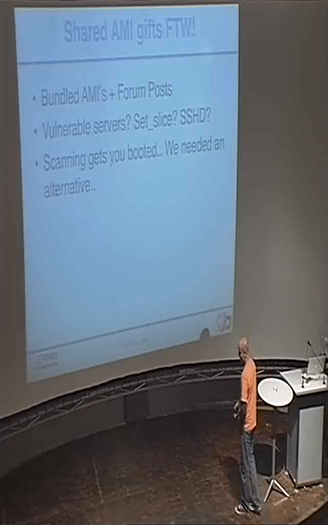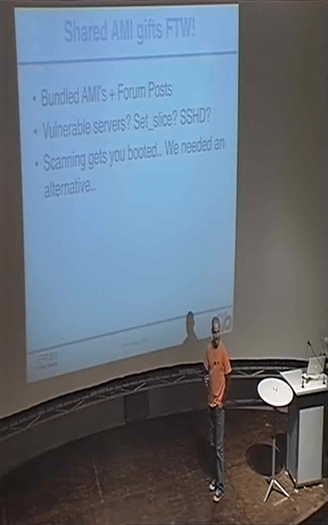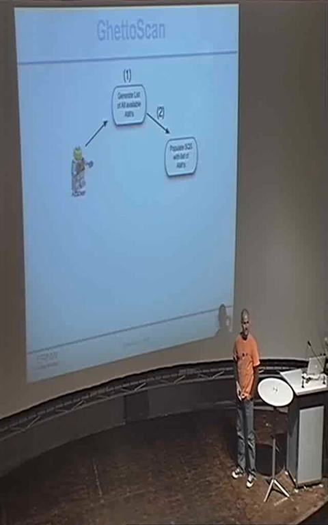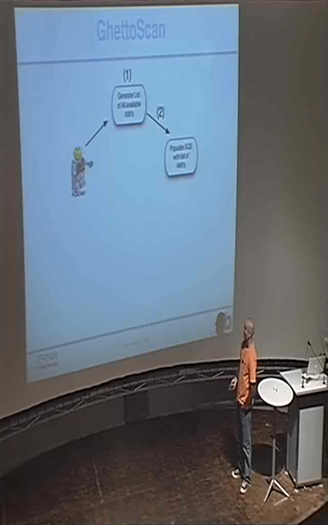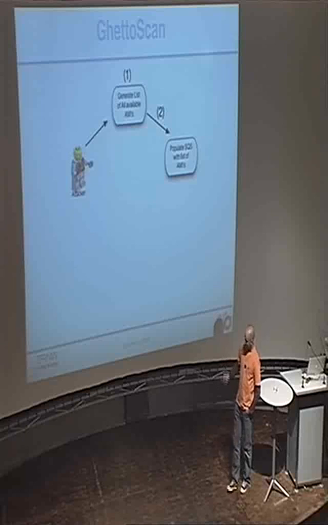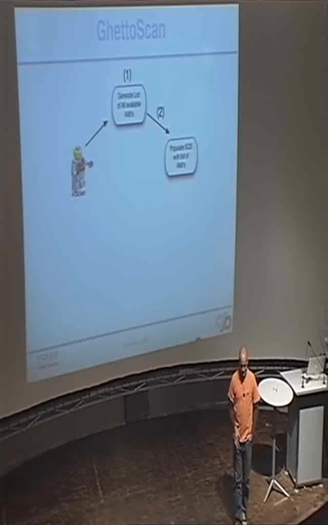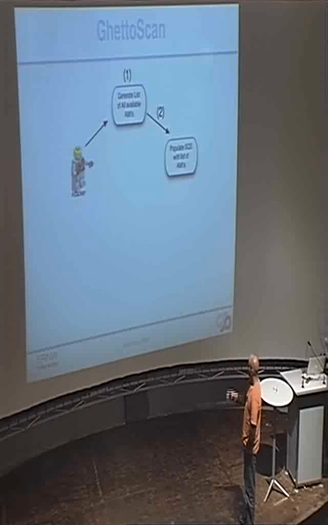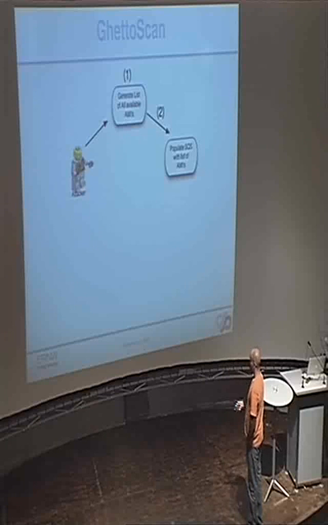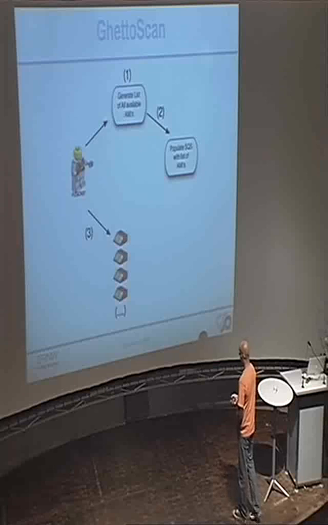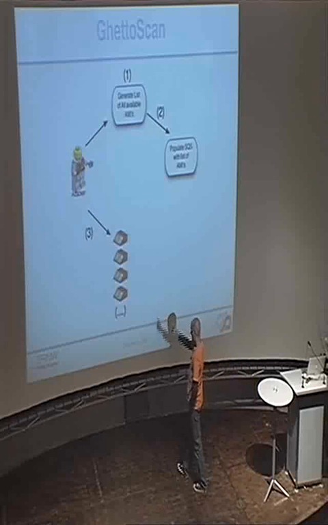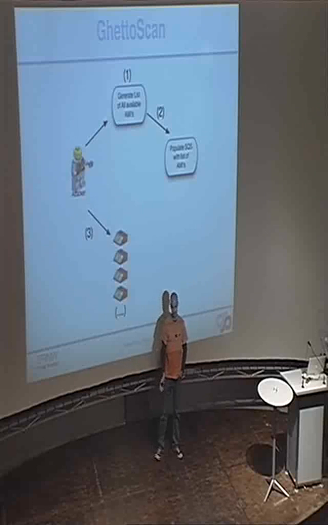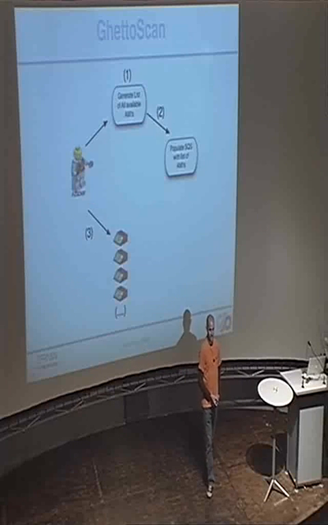But you can't really scan from outside because it gets detected, and you also can't scan other people's images, so that'll get you kind of booted. So from within our own account on EC2, we get a list of all the available images. We put these on a queue, the SQS. We then boot up 20 virtual machines of our own, and each of these runs Nessus.